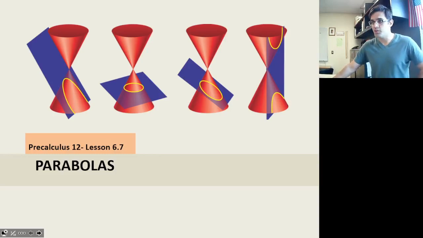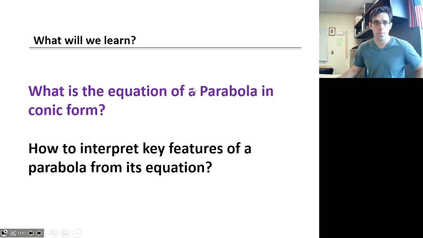Alright, so this is Unit 6, Lesson 7. Unit 6 is Conics. Lesson 7 is starting to talk about parabolas. So we talked about parabolas in Pre-Calc 11. We're going to expand on what we know about parabolas in this lesson right here and the next 3 lessons. In this lesson, we're going to look at the equation of a parabola in conic form and then how to interpret that equation for some key features.